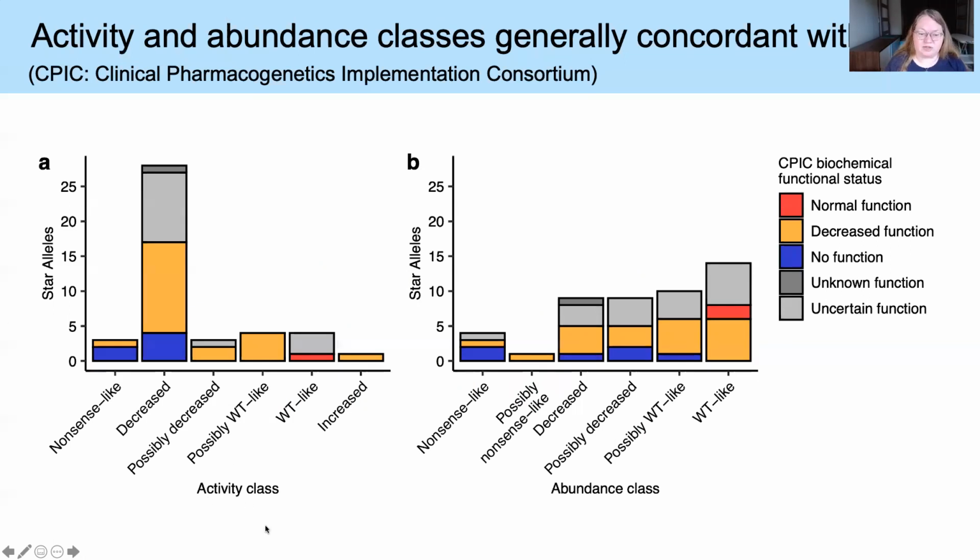Here's what it looks like when you use activity classes, and here's what it looks like when you use abundance classes. And what we see is that in general, the alleles with no function we call as no function. And the alleles that have decreased function, we generally call as decreased function, although there are a few edge cases here. You can see that having both assays together is helpful for things which are decreased function, but not necessarily because of their abundance.